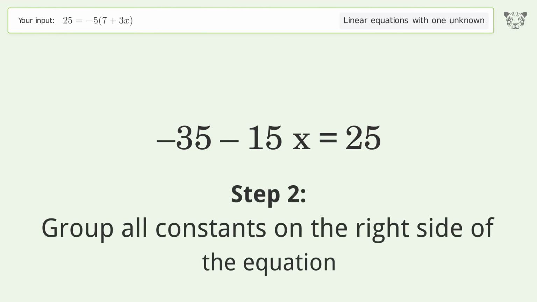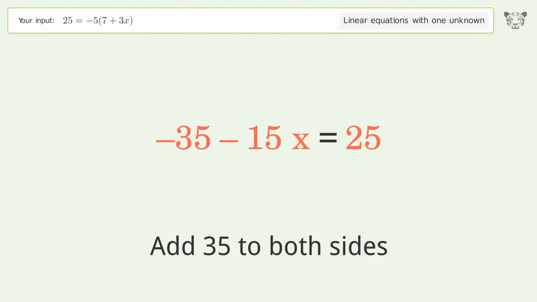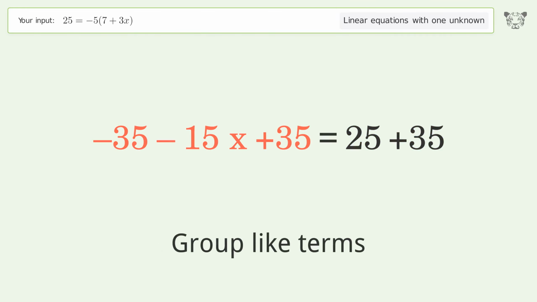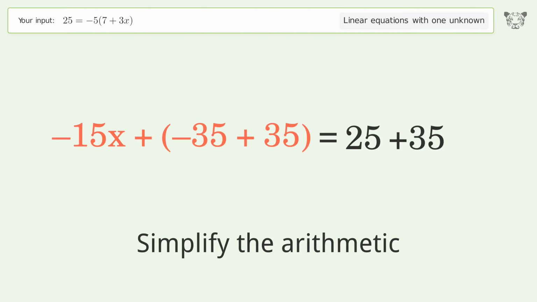Group all constants on the right side of the equation. Add 35 to both sides. Group like terms. Simplify the arithmetic.